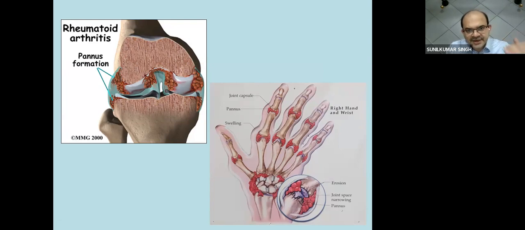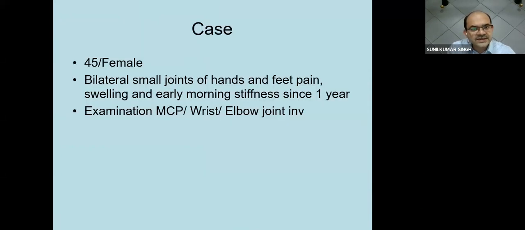Just to repeat: genetic factors, environmental triggers, citrullination of proteins, antigen presenting cells, then the interaction of B cell and T cell, the cytokines, JAK-STAT pathway. Then there are the macrophages, the synovial fibroblasts, release of enzymes like matrix metalloproteinase, and then the pannus formation and the damage happening at the level of the joints. So with this, we move on to the clinical aspect of it.